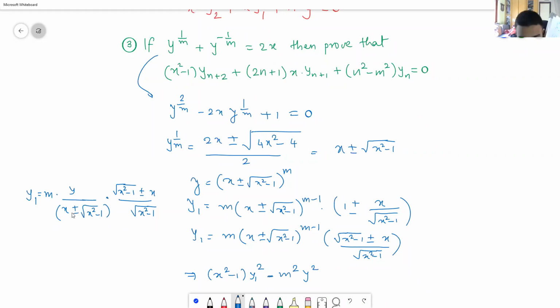Sir, if we take y raised to 1 by m minus y raised to minus 1 by m, it will be easier. Y raised to 1 by m minus y raised to minus 1 by m is equal to 2 root x square minus 1.